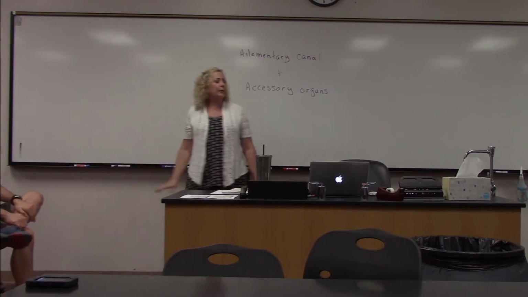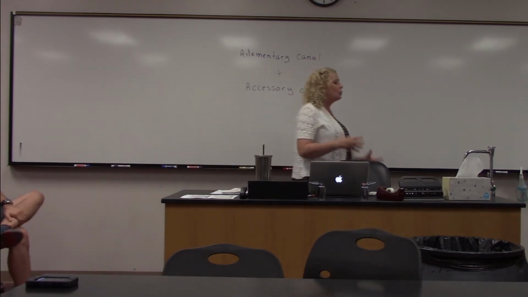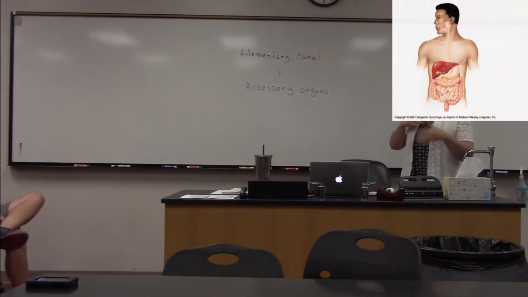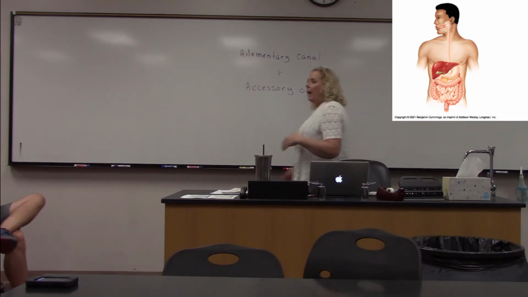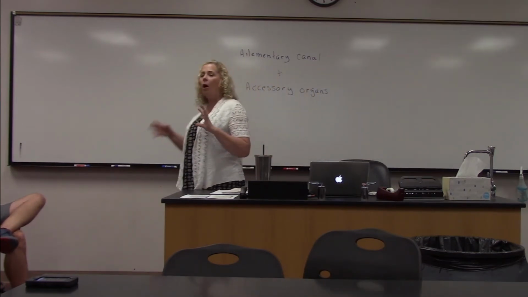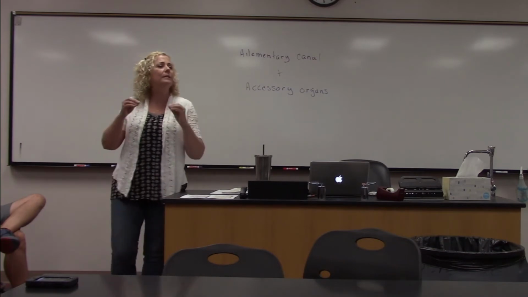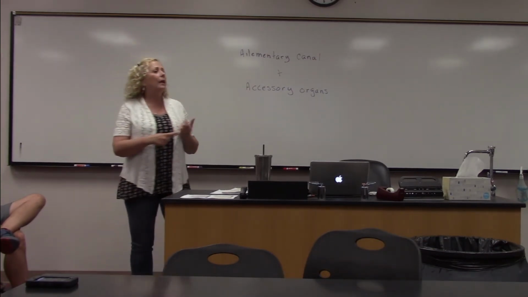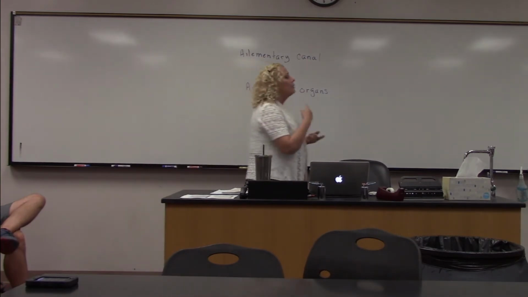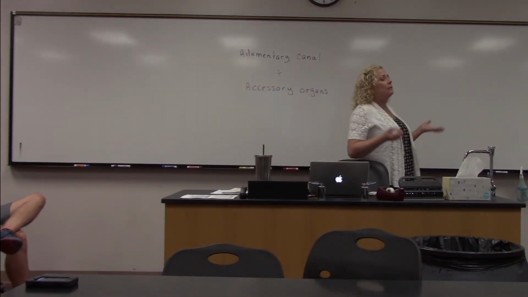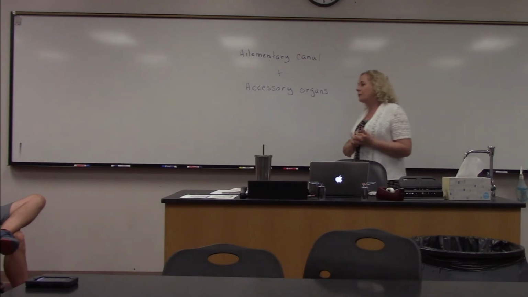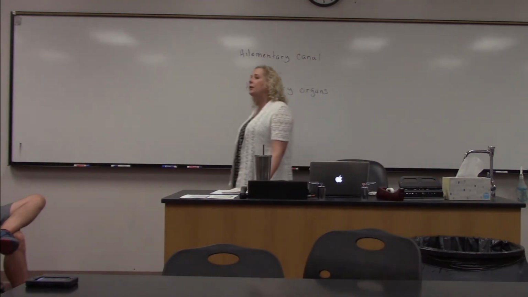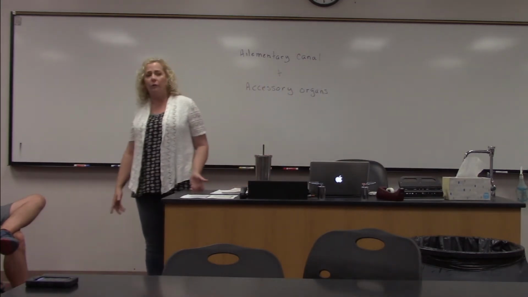Now the alimentary canal is basically one big long tube that starts at the mouth, goes all the way to the anus. And then the accessory organs are the various different organs that secrete substances into this tube. So we'll talk about the salivary glands, the liver, the gallbladder, the pancreas. And the whole idea of this gastrointestinal system, its entire function, is to digest our food.